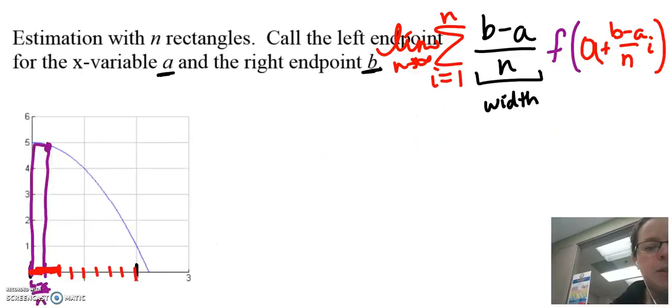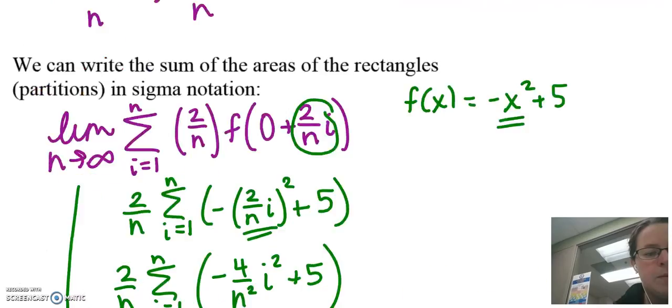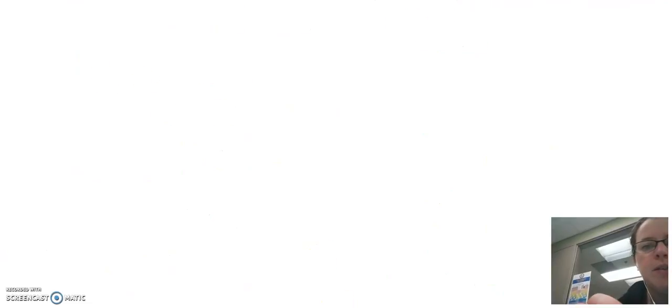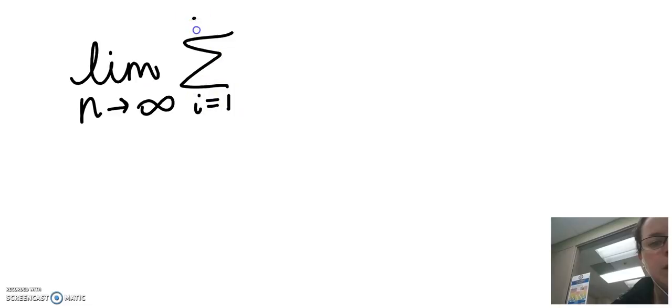All right, I don't want to do that quite yet. One more time, our formula, which you are responsible for knowing. The limit as n goes to infinity, we are summing from i equals 1 to n.